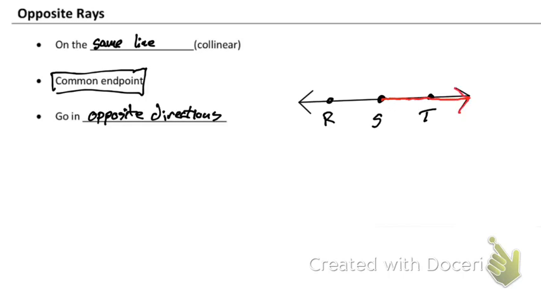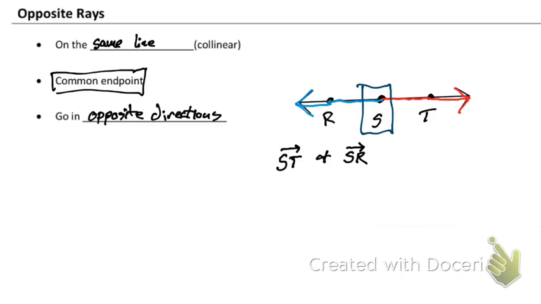ST is a ray. Its opposite ray has to be, it's the only option, SR. It has to be that because they must share a common endpoint. So S has to be the start of both of the rays, and they have to go in opposite directions. So our opposite rays are going to be ST and SR. Be careful how you label them. In ST, S is my endpoint, so I'm going to list it first. And S is my endpoint of the other one, so it'll be SR.